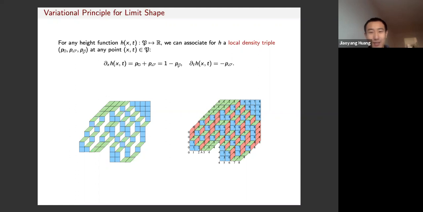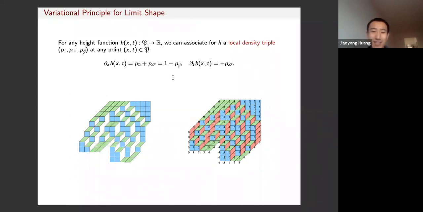Or if it's a green lozenge, the derivative is also 1. If it's a red lozenge, the derivative is 0. So the height function's derivative with respect to x is the density of the blue and the green lozenge, and it's also 1 minus the density of the red lozenge.